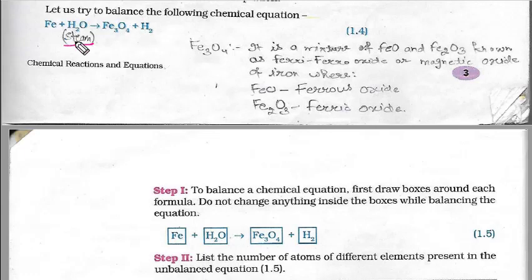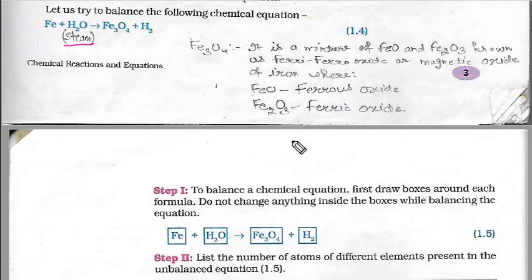Now we have to balance this chemical equation. You can easily see here that iron is 1 on one side and 4 on the other, oxygen is 1 and 4, and hydrogen is 2 and 2. So iron and oxygen are not balanced here.